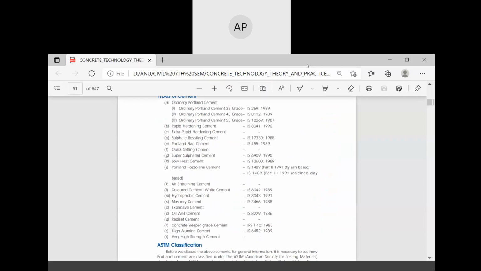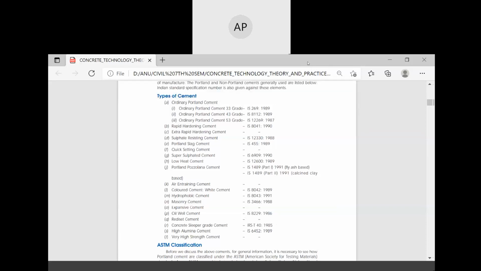So these are the types of cement, various types of cement. Okay. Number one is your ordinary Portland cement. Among ordinary Portland cement, we have three grades of cement. Okay, 33 grade, 43 grade, and 53 grade cement. And the IS code, which refers to the cement OPC 33.